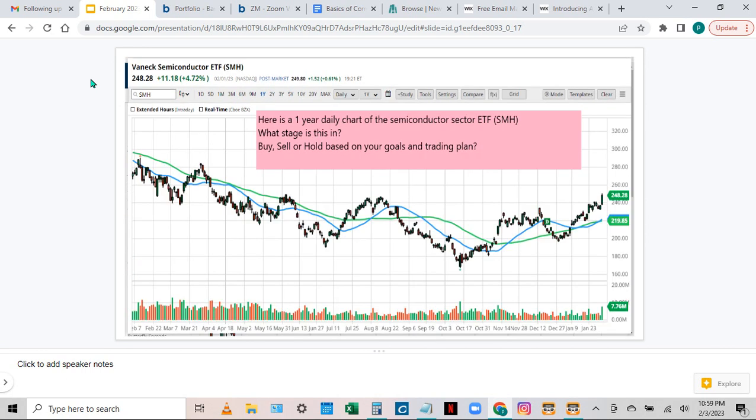Here's another sector ETF. This is the VanEck Semiconductor ETF, symbol SMH. Okay, it's a 1-year daily chart. Again, the first thing I'm looking at is what stage this is in. ETFs don't really have earnings. They usually have some kind of dividend. They don't report earnings every quarter because they've got multiple companies within the ETF or the index. So for you, could you make a decision on this chart, or would you need more information? That's right, buy, sell, or hold based on your goals and your trading plan.